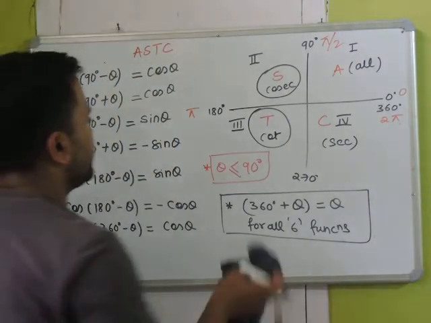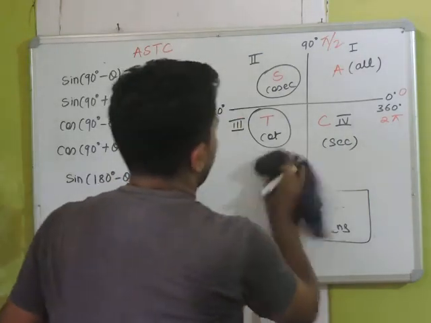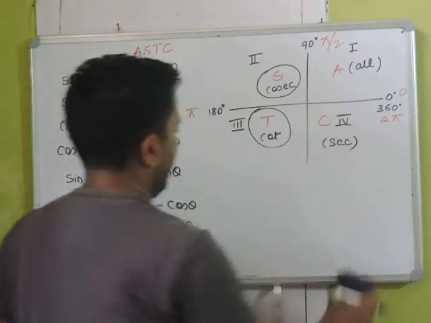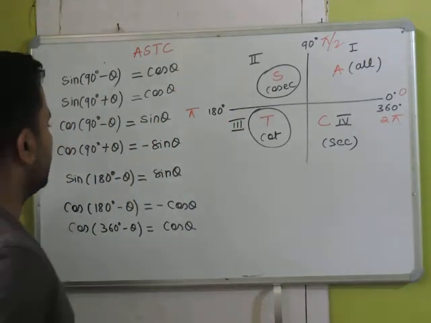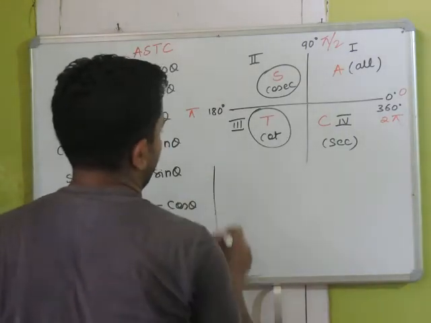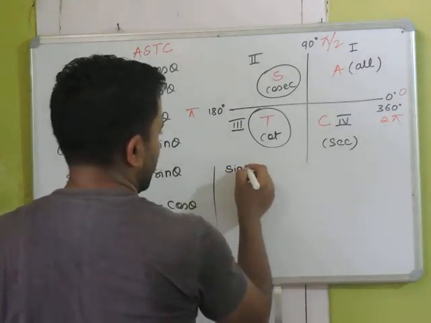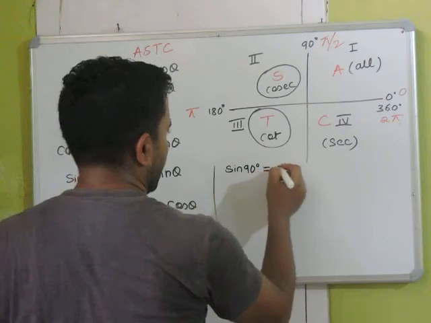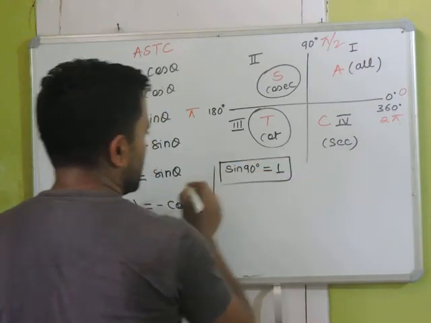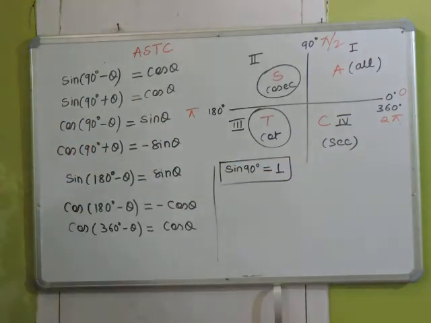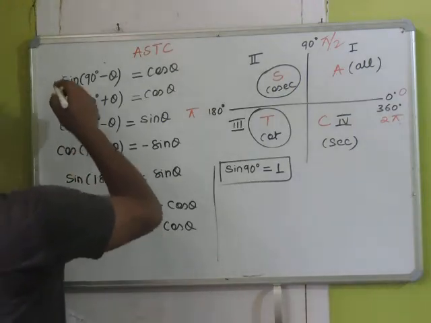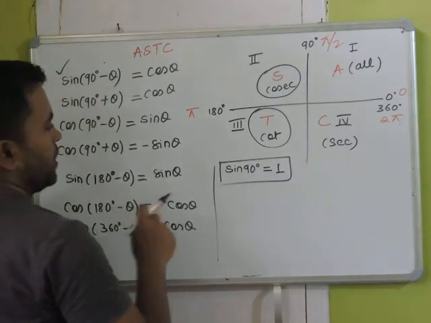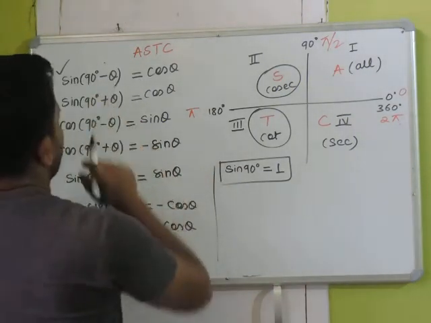Now let me calculate the value of, okay, just so you know this. What is the value of sine 90? We know that it is 1. So let us try to prove it using this. Let us go to this one. Okay, I am going to use this one here. So let us make theta 0.